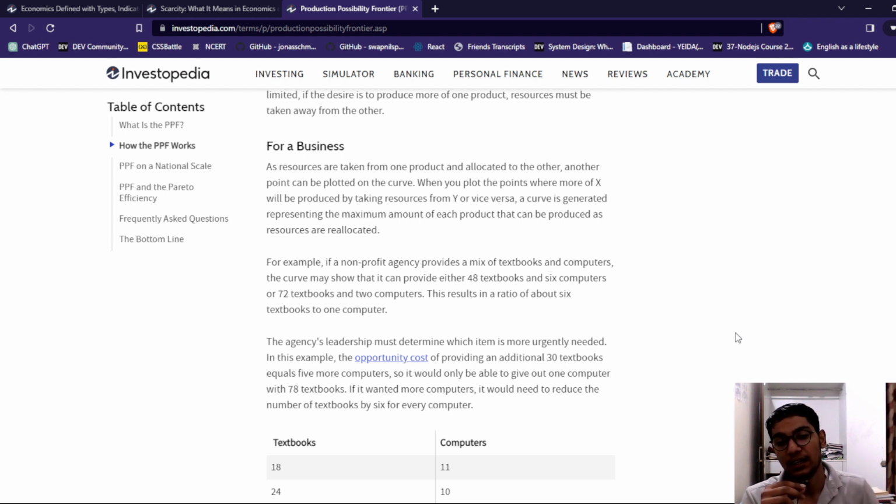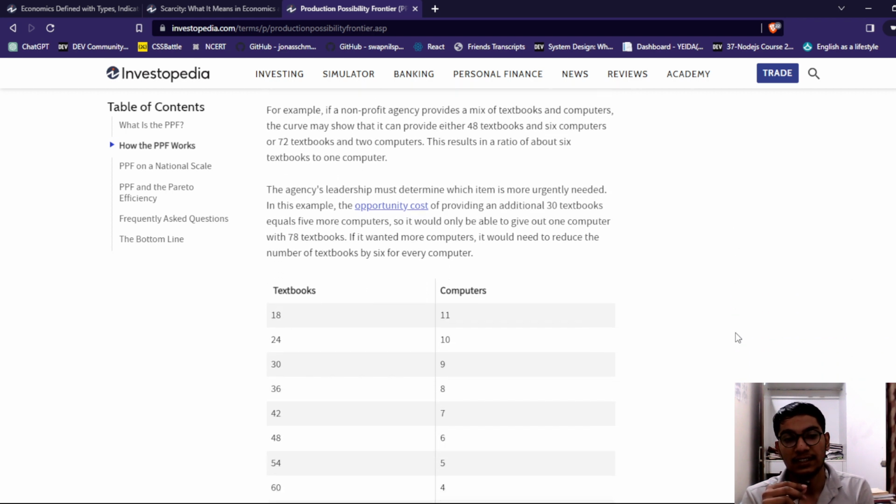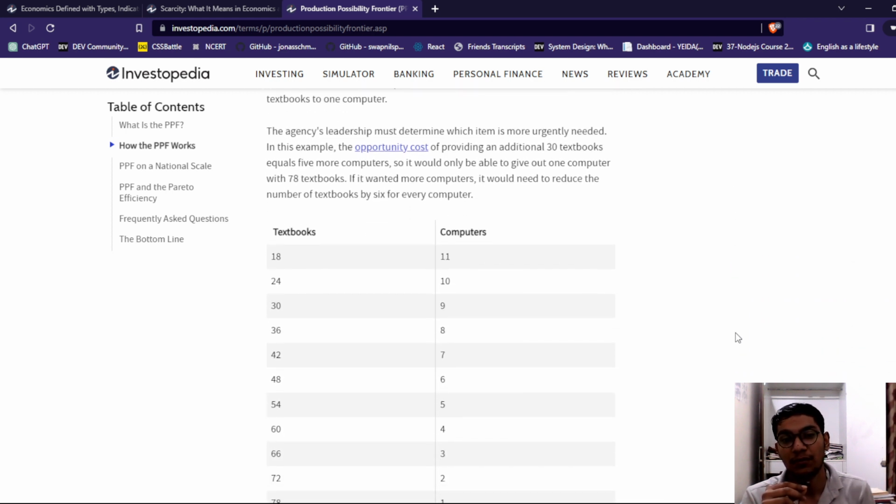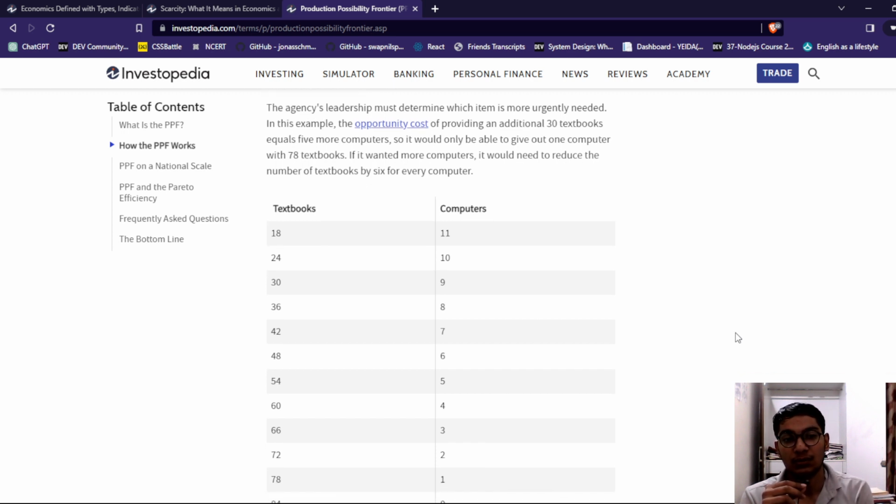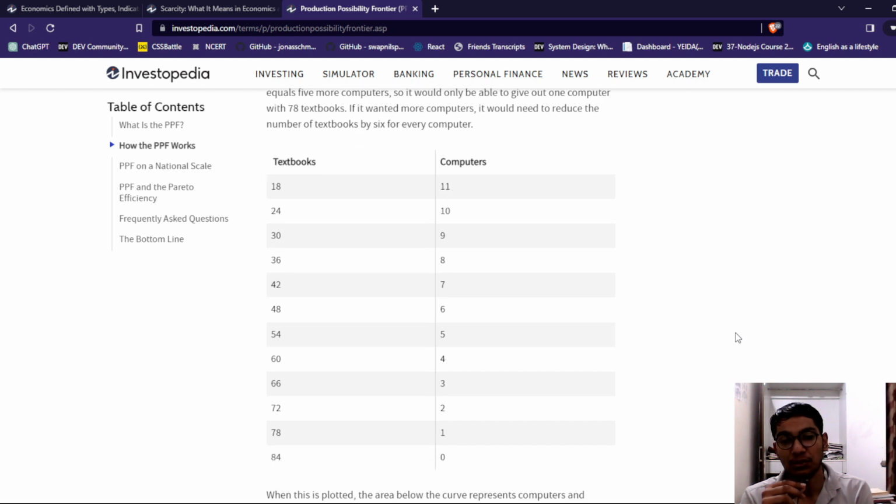The result is a ratio of about 6 textbooks to one computer. The agency leadership must determine which is the more urgent need. There is an opportunity cost of providing additional textbooks, so it would be able to give a computer with 78 textbooks. If it wants more computers, it would need to reduce the number of textbooks, about 6 for every computer.